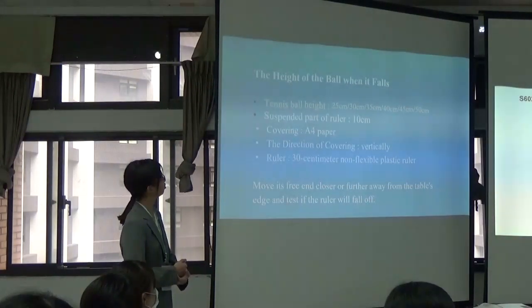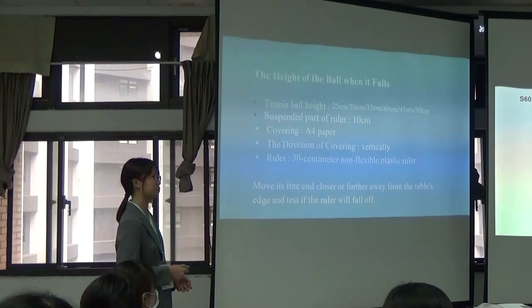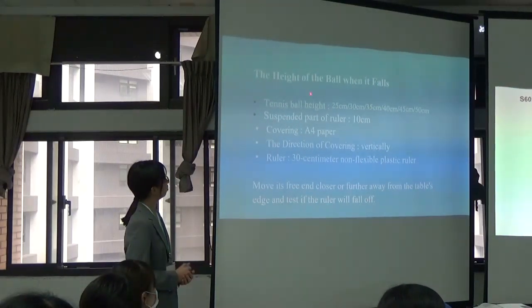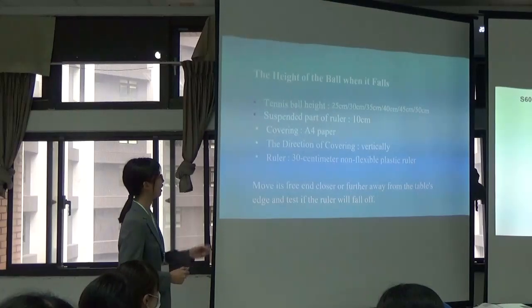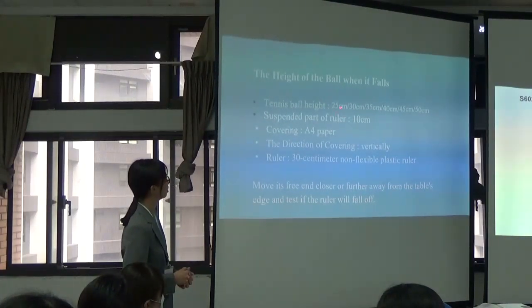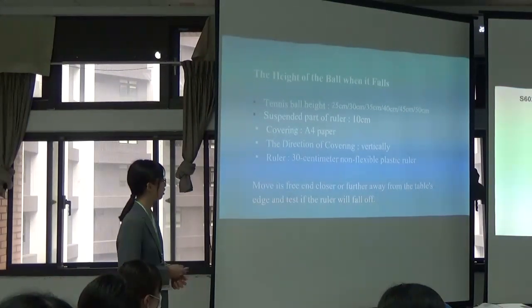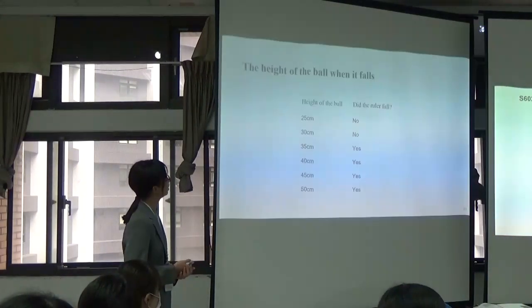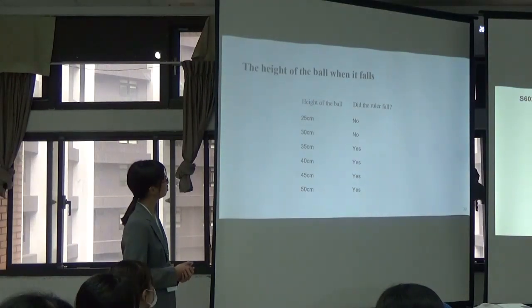So the next experiment is changing the height of the ball when it falls. We change the tennis ball height from 25 centimeters to 50 centimeters, every 5 centimeters. And so we also do this experiment. And here's our data.